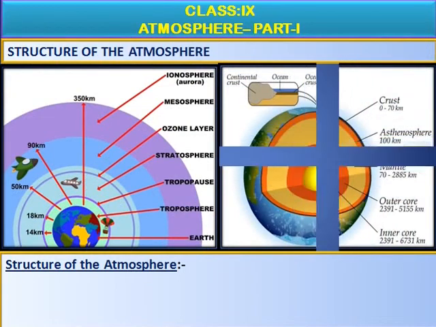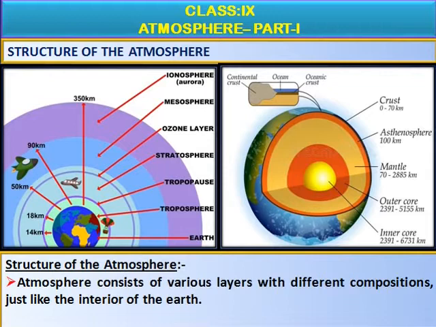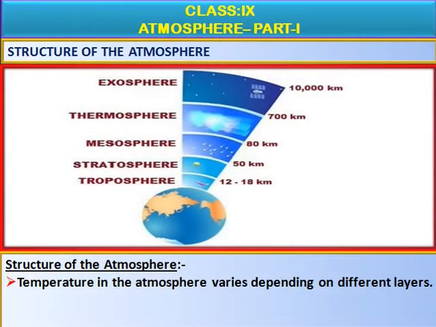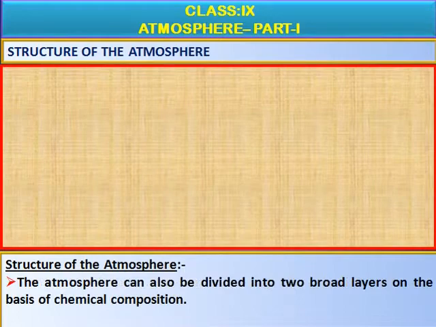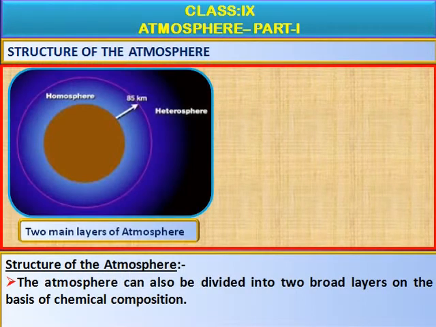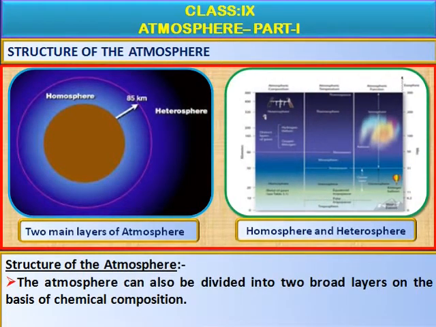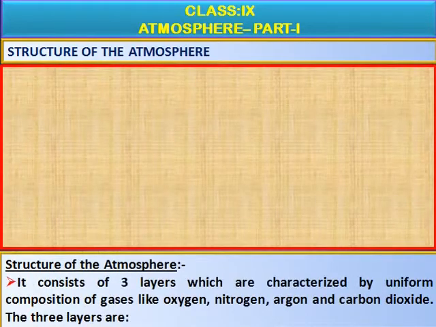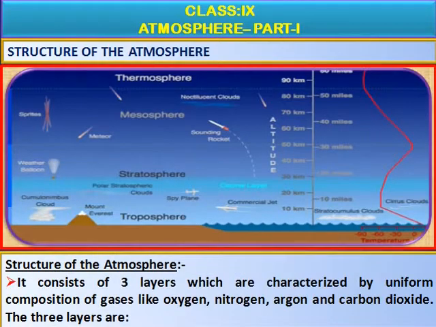Now let us look at the structure of the atmosphere. The atmosphere consists of various layers with different compositions, just like the interior of the Earth. Temperature in the atmosphere varies depending on different layers. Scientists are finding out about it through air balloons, satellites, etc. On the basis of chemical composition, the atmosphere is divided into two broad layers: homosphere and heterosphere. The homosphere consists of three layers which are characterized by uniform composition of gases like oxygen, nitrogen, argon, and carbon dioxide. It extends up to a height of 90 kilometers.